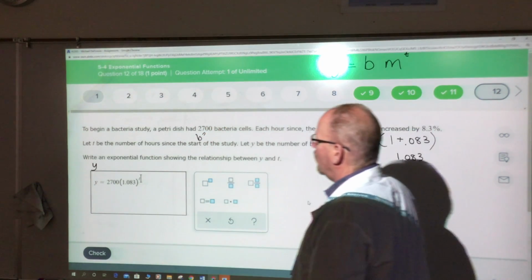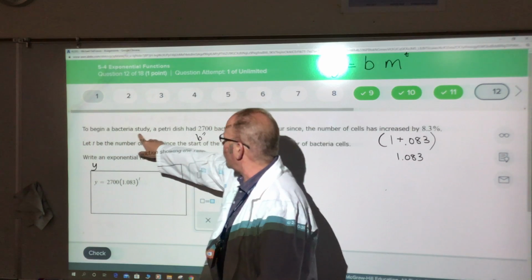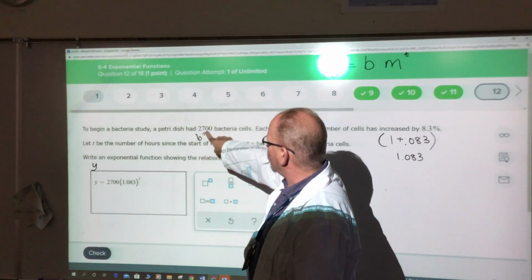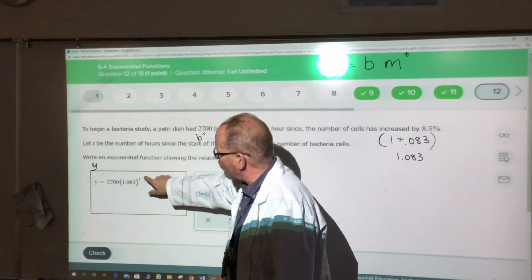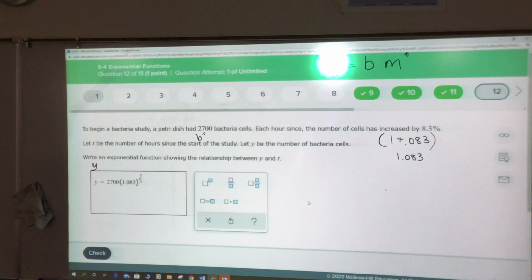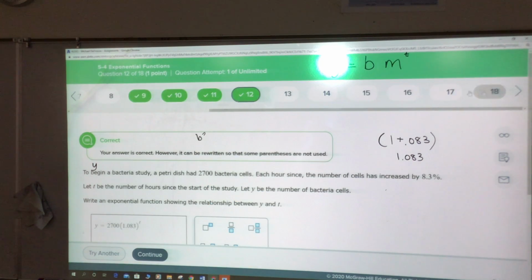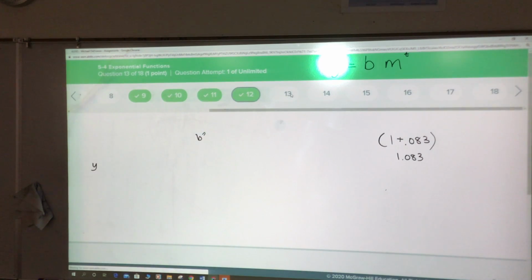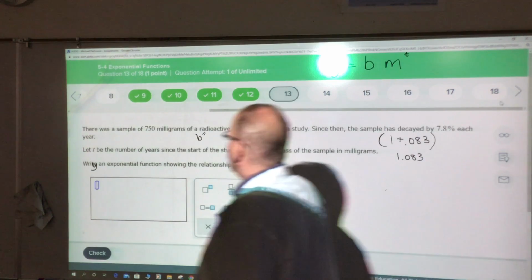B M X. So if they didn't tell us the beginning, but they told us the first hour, how many there were, we'd have to put a little minus 1 up here. But that's not the case yet. So let's just try this. Yay! Is anybody else happy when I get one right? I know I am. Okay, let's see if we can do another one.